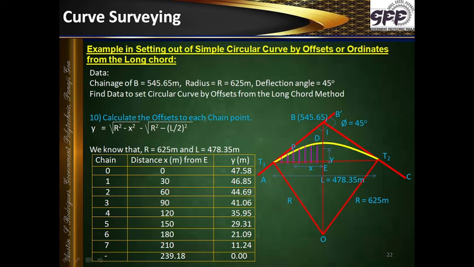So, in this way, we have got all the values of the offsets or the ordinates for various values of x. So we can take the perpendicular offsets from those points, and on the other side of E, we can have a mirror image of that, which will complete the curve. That's exactly the way we do the setting out by the offsets from the long chord method.